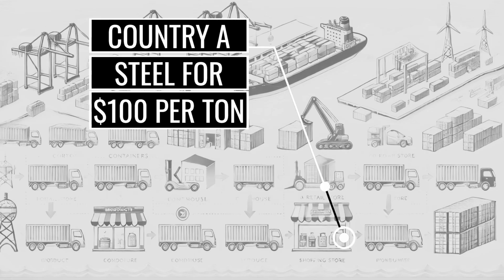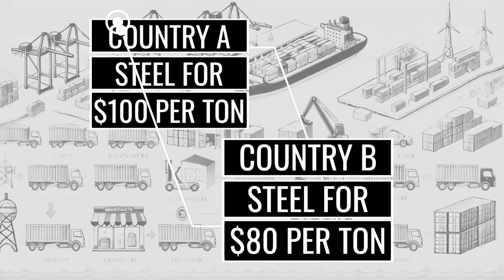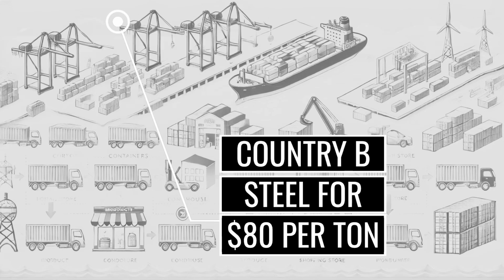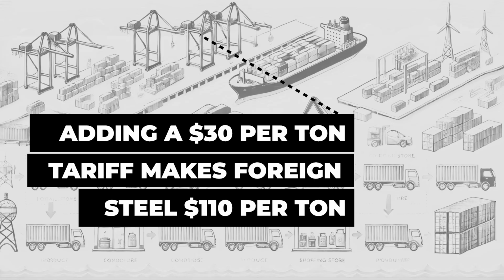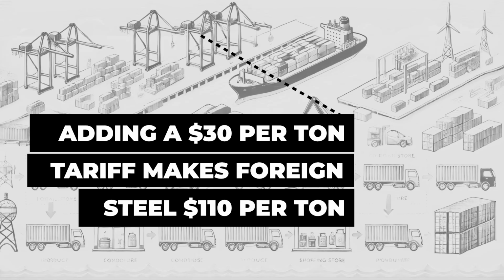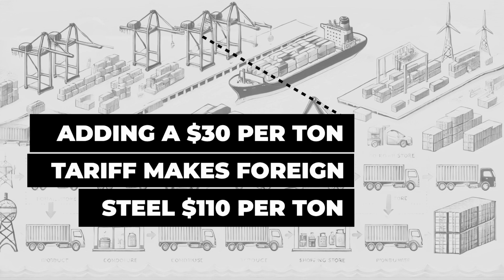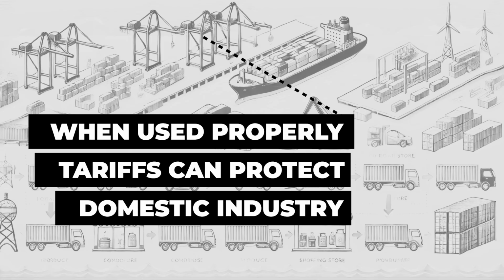For example, let's say country A produces steel at $100 per ton, while country B can produce it at $80 per ton. If country A imposes a $30 tariff on steel from country B, the cost of imported steel would rise to $110 per ton. This makes domestically produced steel a more attractive option for buyers within country A, thereby protecting the local steel industry from being outcompeted by cheaper foreign imports.